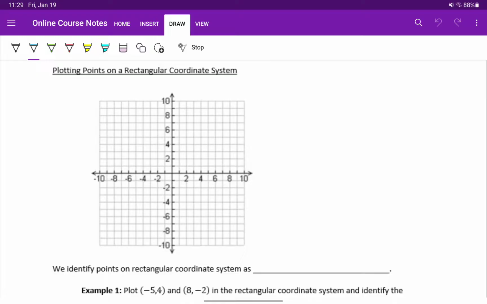The first thing to talk about is that when we have a rectangular coordinate system, our horizontal axis is generally labeled as the x-axis. The vertical axis is for our y values. Those two axes divide our grid into four separate regions that we call quadrants.